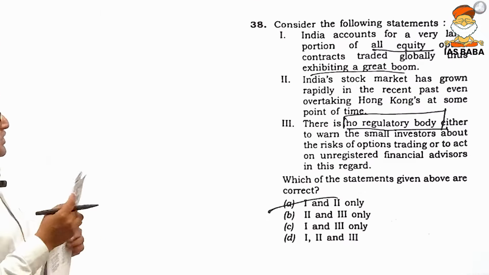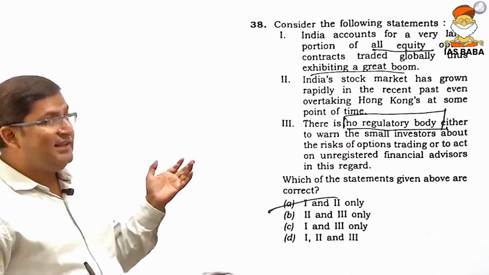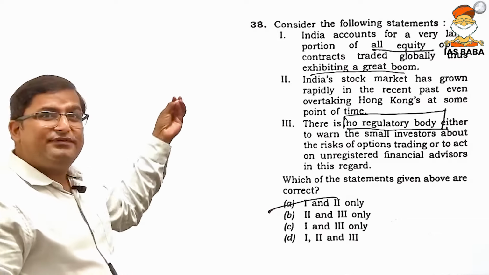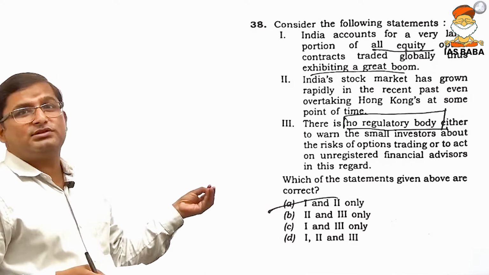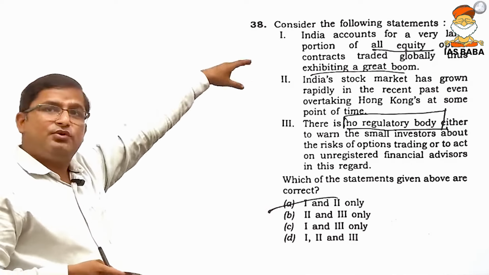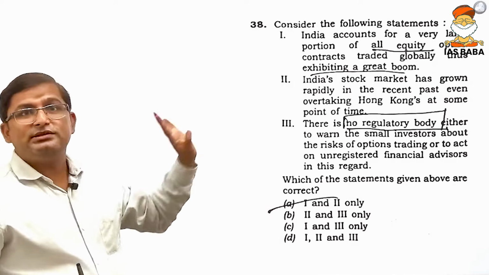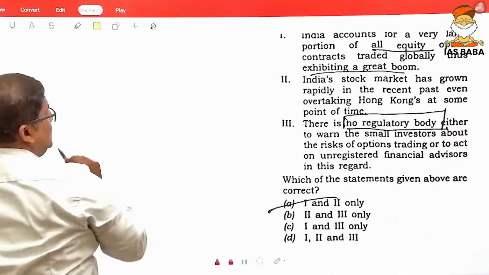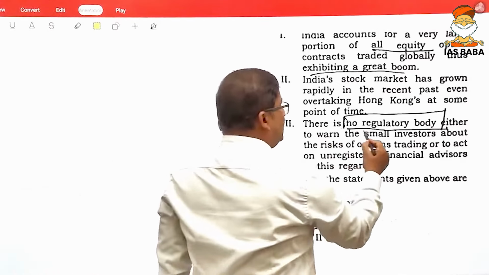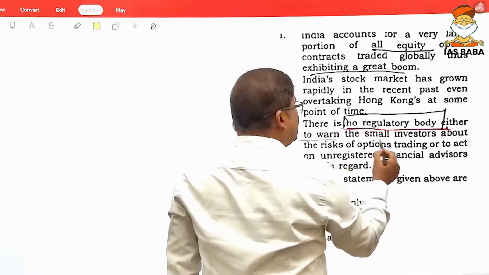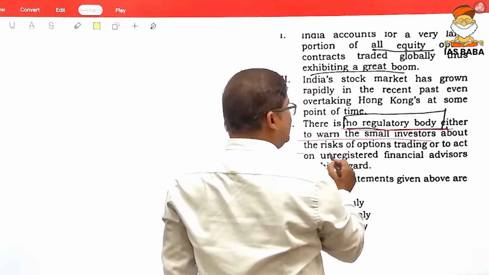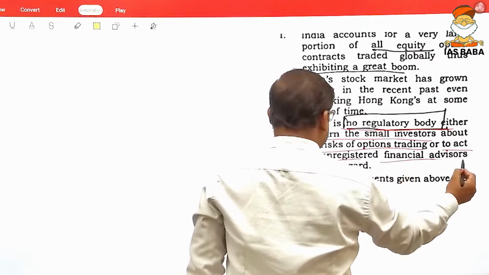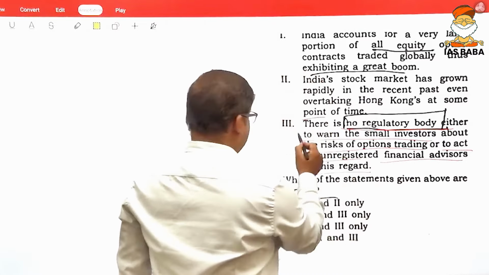See, this question can be solved very easily by using the elimination technique. This seems difficult to you, but it is a very easy question. Forget about statements 1 and 2. I will explain using statement 3. They are saying in this question that there is no regulatory body either to warn the small investors about the risk of option trading or to act on unregistered financial advisors in this regard.